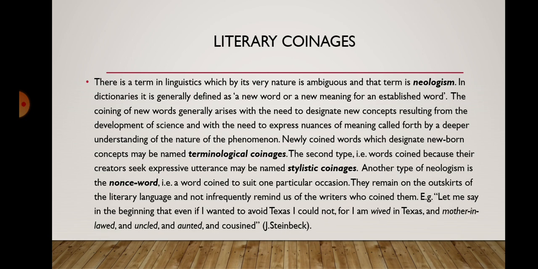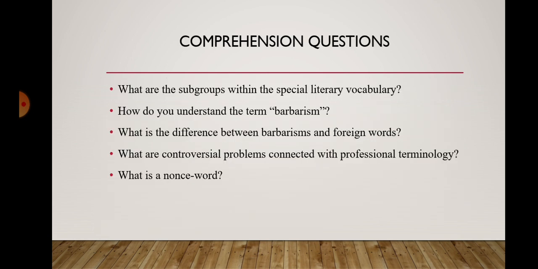For example: "Let me say in the beginning that even if I wanted to avoid taxes, I could not, for I am wived in Texas, and mother-in-lawed, and uncled, and aunted, and cousined." This is an example by Jane Steinberg. This is all in brief concerning the three groups within the layer of special literary vocabulary.